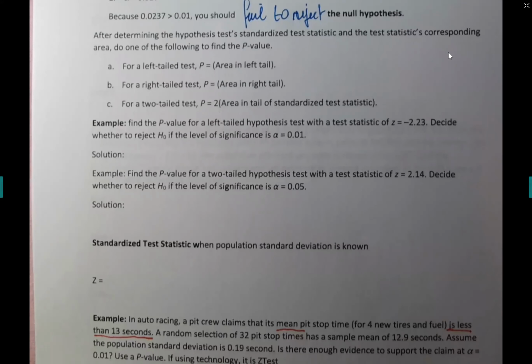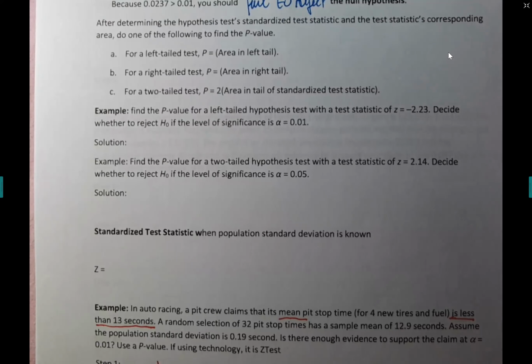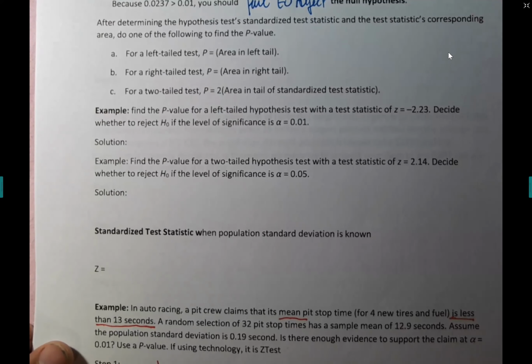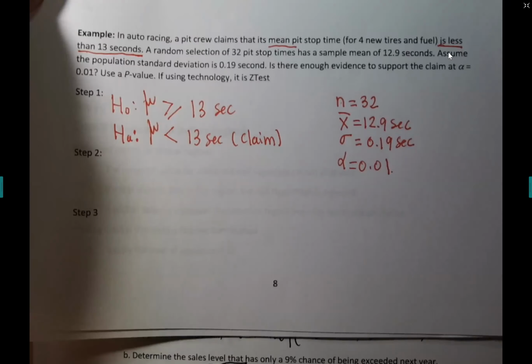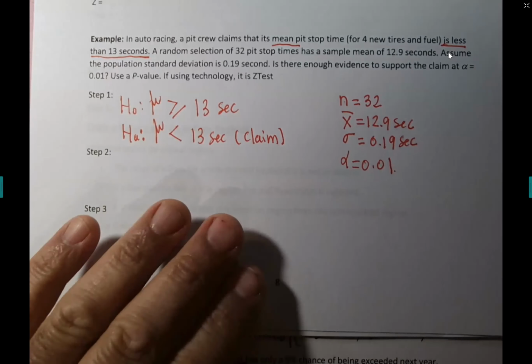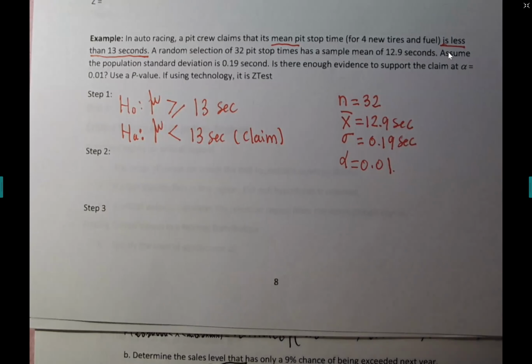All right. Now, let me tell you, we're going to sketch the p-value in a second, and I'm going to do it from this exercise right here. Example 13. The first example in section 7.2. Let's begin with an example and show you the 5 steps.